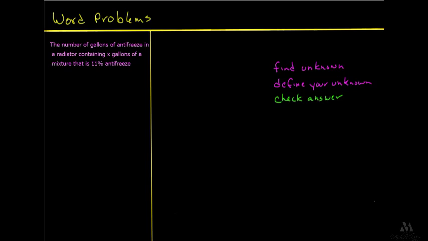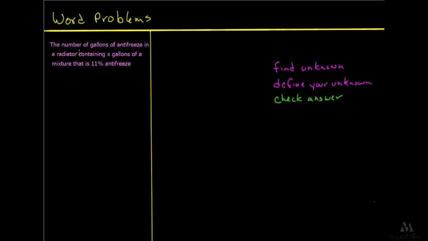Let's take a look at this one. So similar to the one we just worked on, but it looks like we might have some more information. But the first thing we need to do is go find our unknowns. So what unknowns? We've got the number of gallons of antifreeze in a radiator containing X gallons of mixture that is 11% antifreeze. So why don't you stop the video and let's see if we can find the unknowns and define those, and then come back.